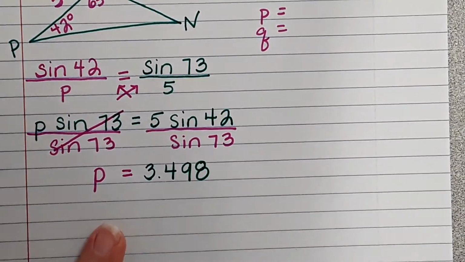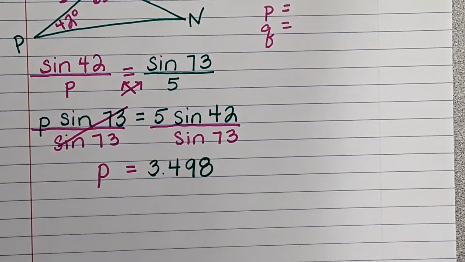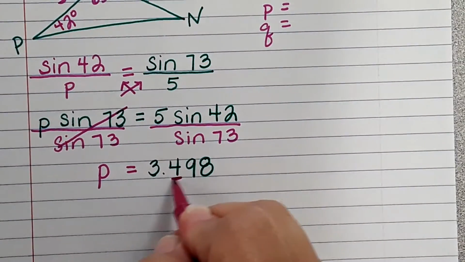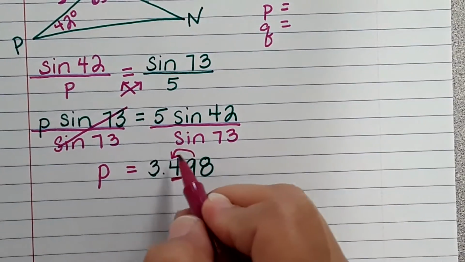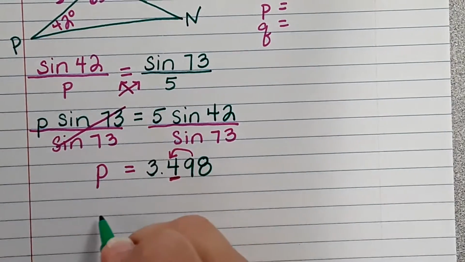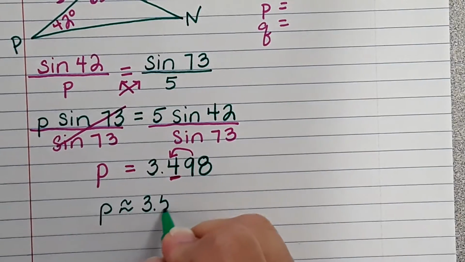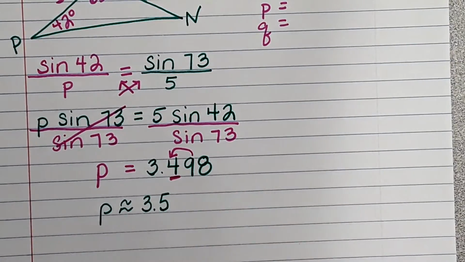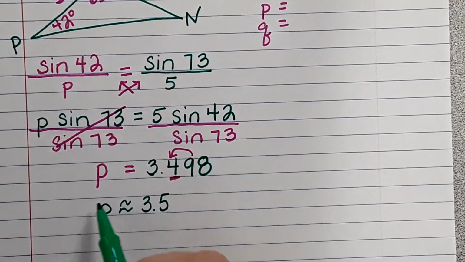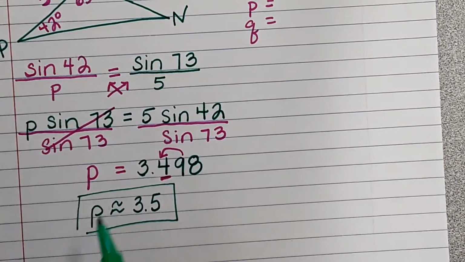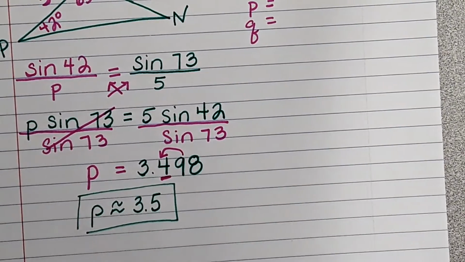Now remember we talked about rounding to the nearest tenth. So the 4 is in the tenths place. The 9 tells us to round up. So p is going to be approximately 3.5. And because there are no units, we're just going to leave it like that. So we found lowercase p.